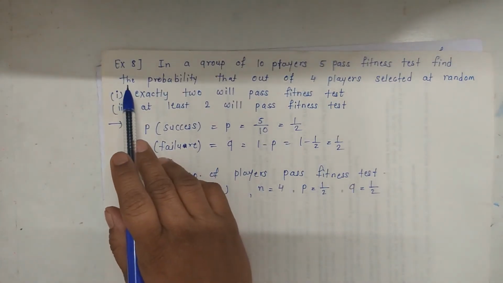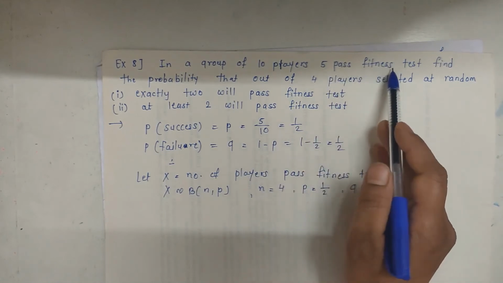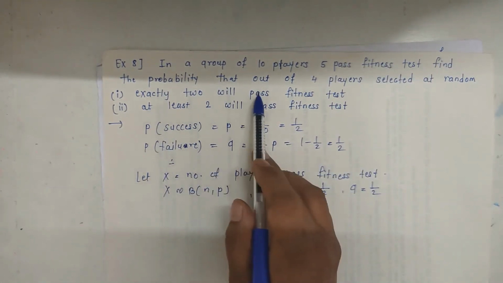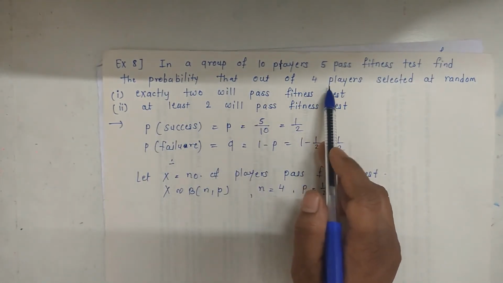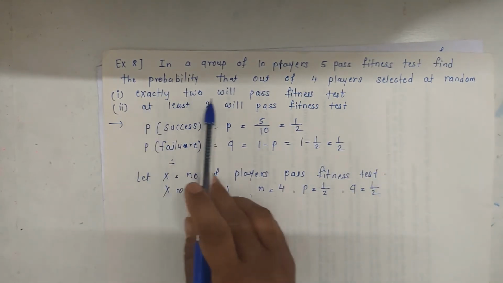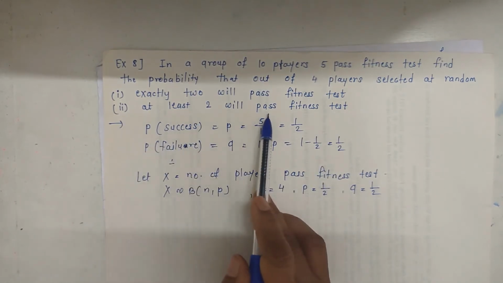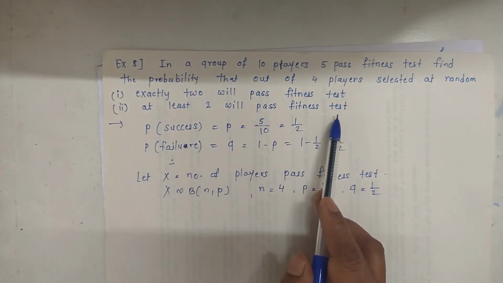Let's see example number 8. In a group of 10 players, 5 pass fitness test. Find the probability that out of 4 players selected at random, first exactly 2 will pass fitness test, and second at least 2 will pass fitness test.